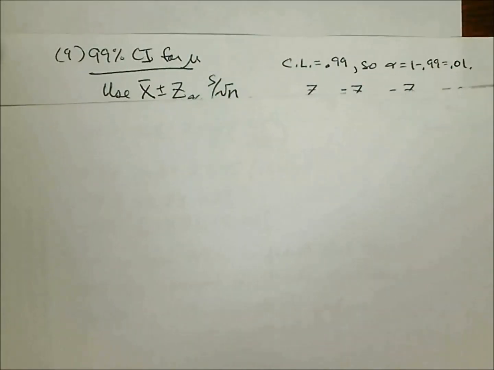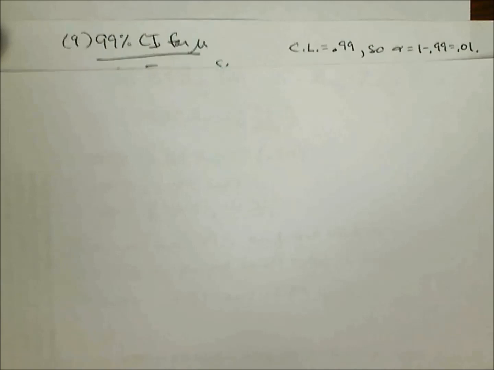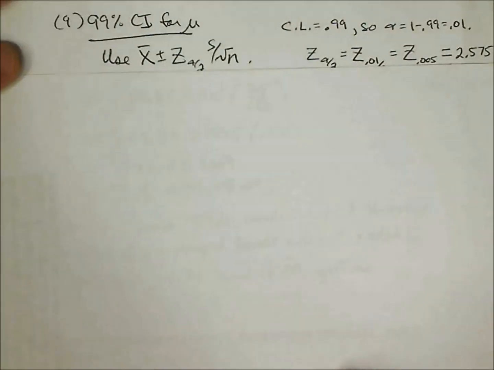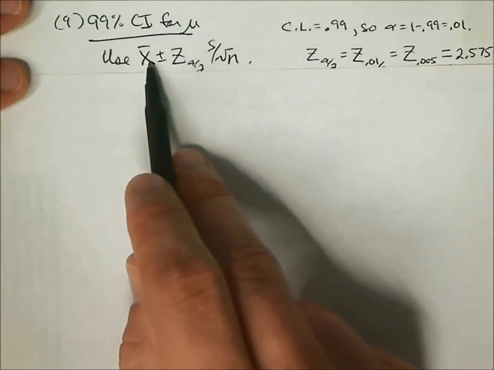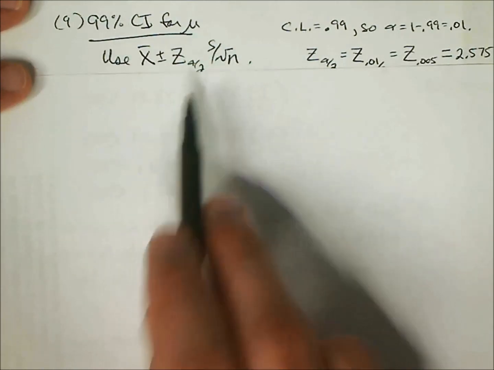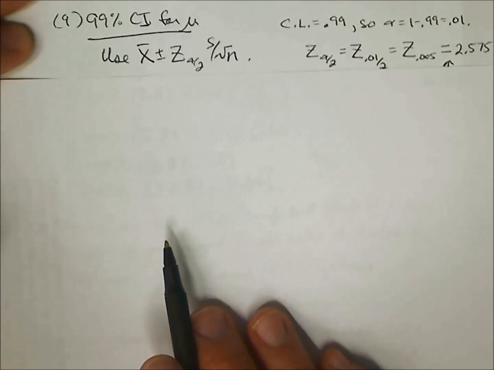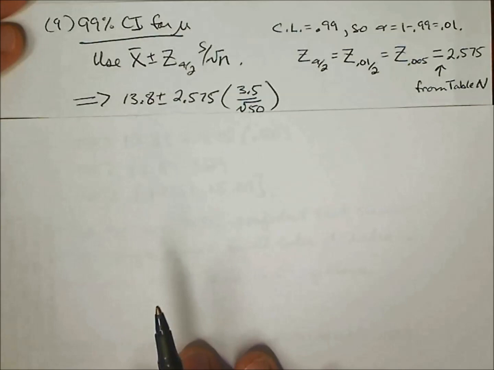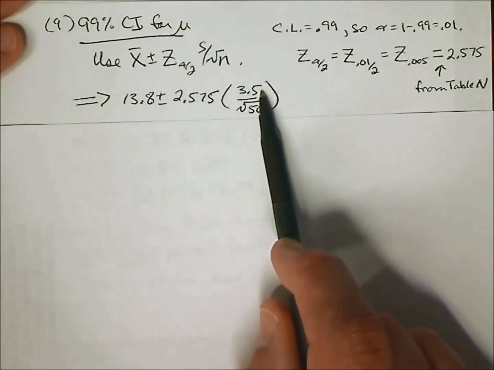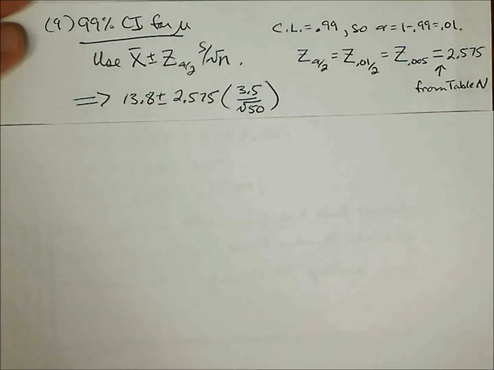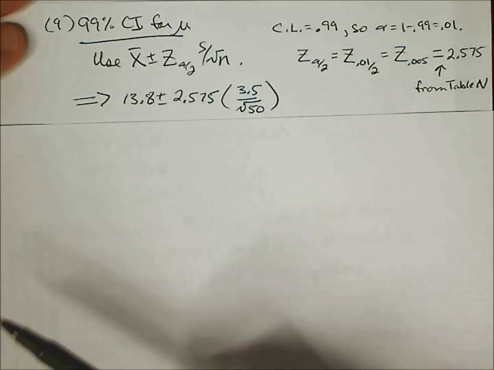All right, 99% confidence interval for mu. Again, we're using this formula, x bar plus or minus z times s over root n. Well, what do we need? We need our sample mean, we need our sample standard deviation, and our sample size. The sample mean, if you go back and look at the problem, you'll see the sample mean is 13.8. The sample standard deviation is 3.5, and the sample size is 50. Okay, so we got those for free.